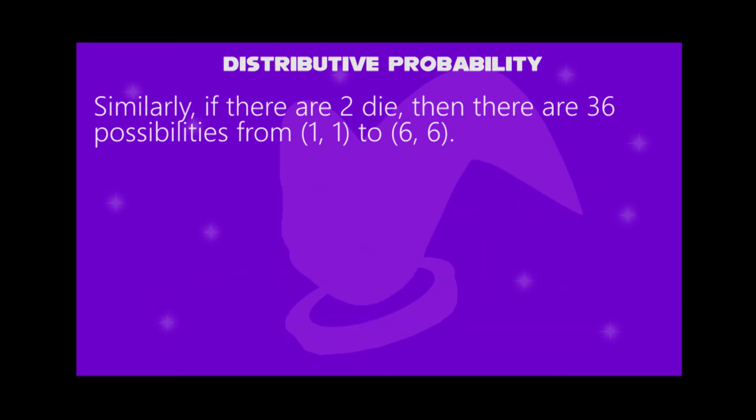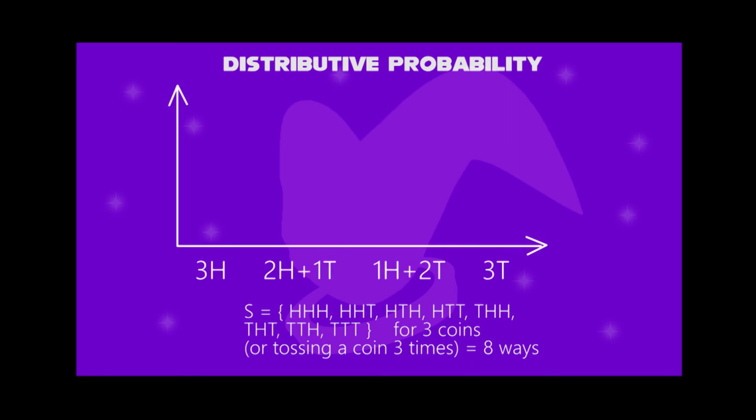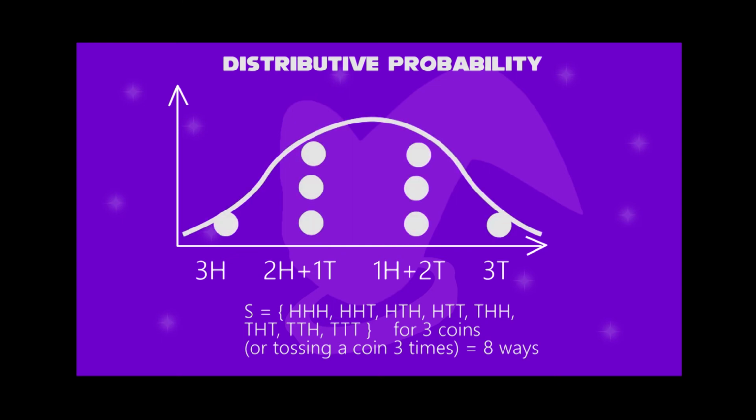Now, using coins, each will have heads and tails. Suppose you tossed 3 coins, or tossed a coin 3 times. You know there are 8 possible ways, from triple heads to triple tails. The first end and the other end, which are 3 tails and 3 heads, have only one possibility. 2 heads and 1 tail can have 3 possibilities. And 1 head and 2 tails also have 3 possibilities.